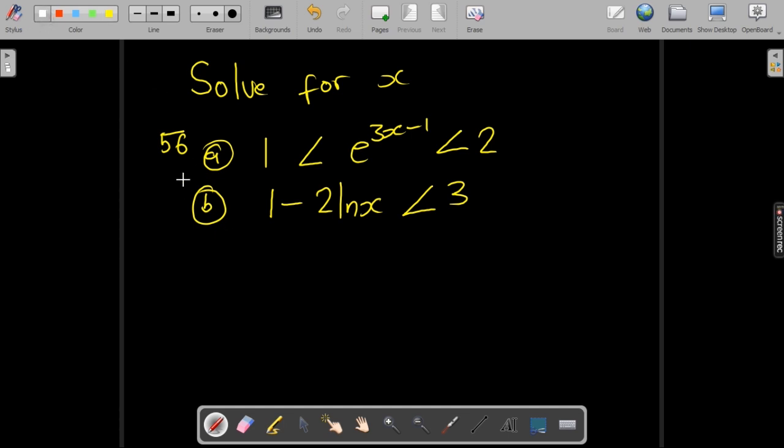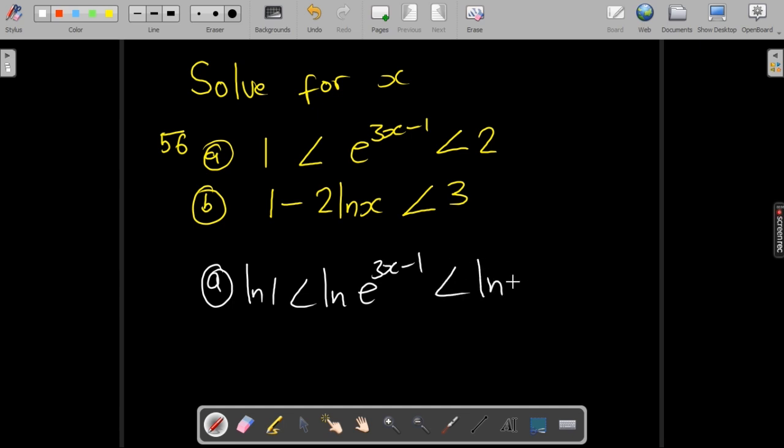Start with the first one, and we're now going to find the ln of each part. So you're going to find the ln of 1, you're going to find the ln of e to the power 3x minus 1, also going to find the ln of this. So whatever you do on one side should be applied on all sides, basically.